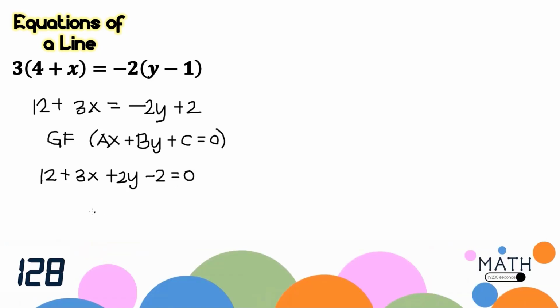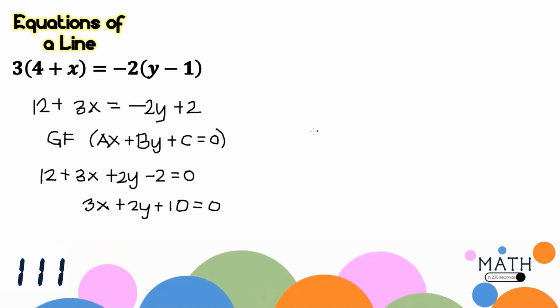The general form of this equation of a line is 3x plus 2y, 12 minus 2 is positive 10, equal to 0. Where your a now is 3, your b is 2, and your c is 10.